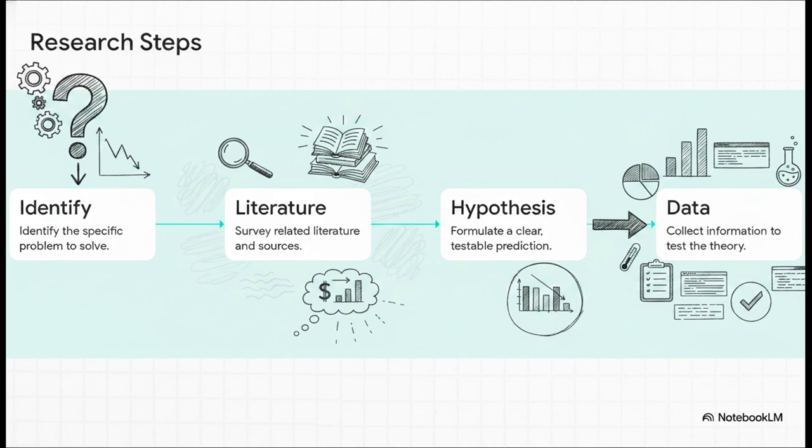You start with a problem. You look at what's already known. You make a solid prediction, and then, and only then, do you gather the facts. So for Sue, after spotting that sales dip, she shouldn't just wildly guess what's wrong. She needs to survey the related literature. That means digging into past sales reports, industry trends, or scoping out the competition. From there, she formulates a hypothesis. Let's say she predicts that a rival's new pricing strategy is stealing her clients. Once that hypothesis is locked in, then she actually goes out to collect the data.